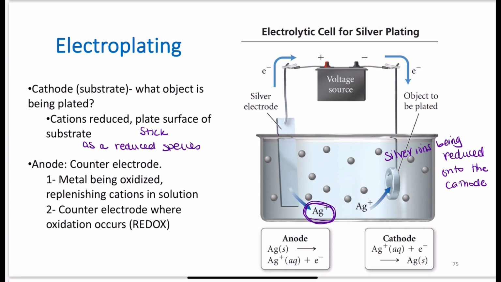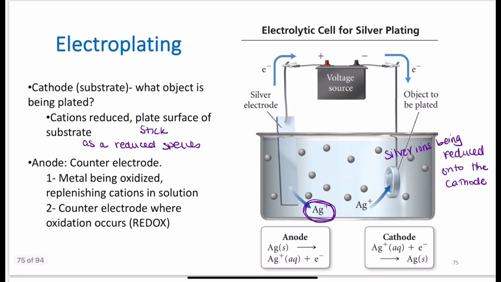Now, your anode is what we call your counter electrode. The anode could be a number of things. It could be the metal that's actually being oxidized. By using the same metal, we're replenishing cations within the solution. That's what's shown here in the photo. It could also be just another type of counter electrode where oxidation is occurring. So it could be some other type of metal, or an alloy of metals, that is used where oxidation occurs. Because again, we cannot have reduction at the cathode without oxidation occurring elsewhere. We have to complete the circuit.